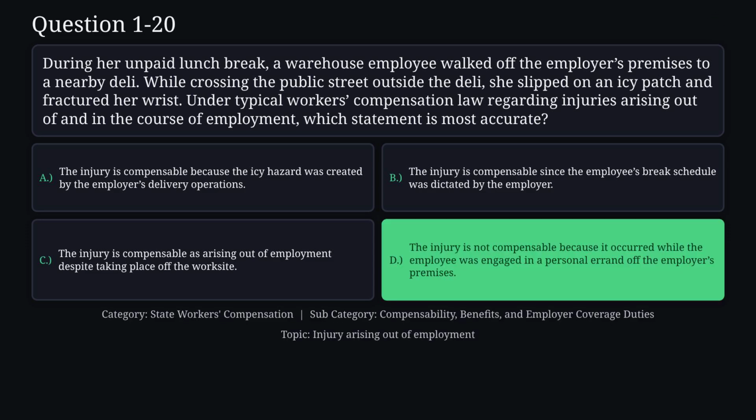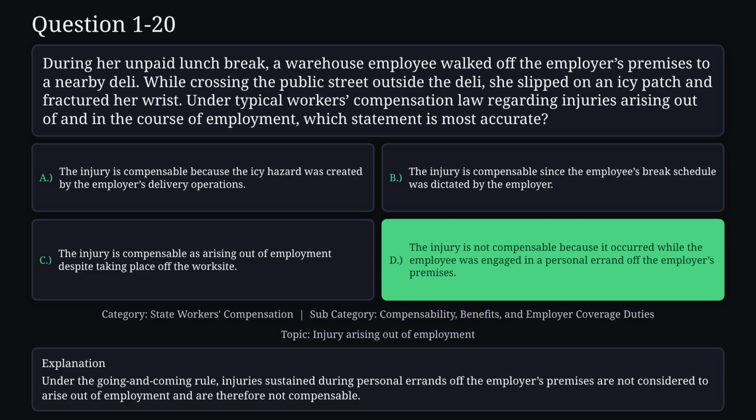The correct answer is D. Under the going and coming rule, injuries sustained during personal errands off the employer's premises are not considered to arise out of employment and are therefore not compensable.